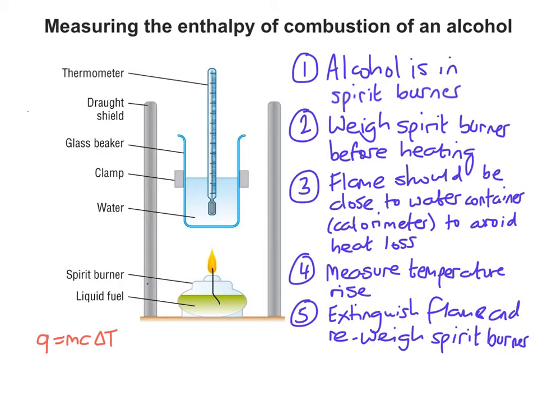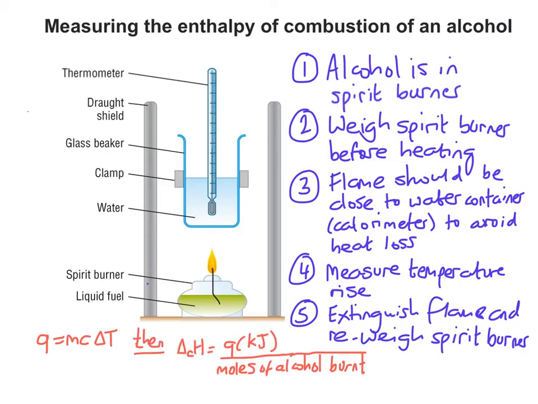You apply Q equals mc delta T, which you'll have looked at when you're doing your work on enthalpy. And to work out the enthalpy of combustion, it's the Q value in kilojoules divided by the moles of alcohol burnt, and the moles of alcohol burnt can be obtained by mass over Mr. In a nutshell, that's how you do it.